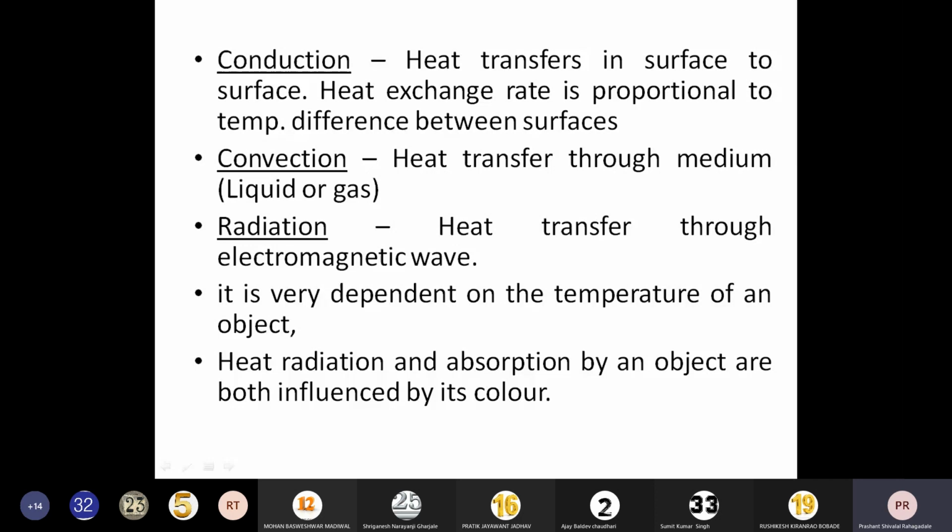Then next, that is convection. What is convection? Now heat transfer through a medium. What is a medium? Maybe liquid or maybe gas. That is heat transfer to the medium. That is moving fluid, moving gas, moving liquid. Like for example, when the air in contact with the body is heated by conduction.